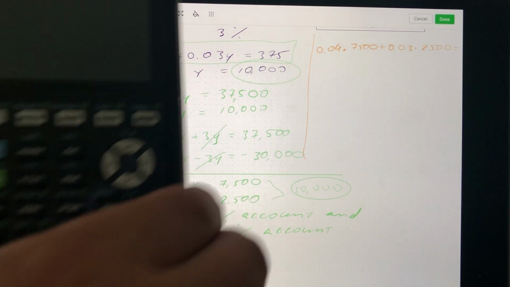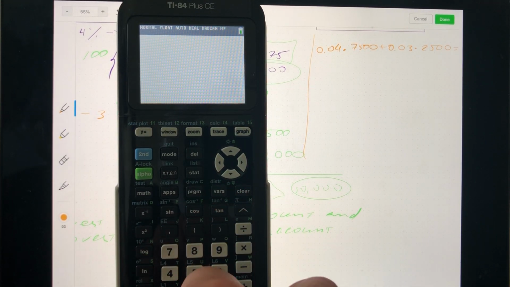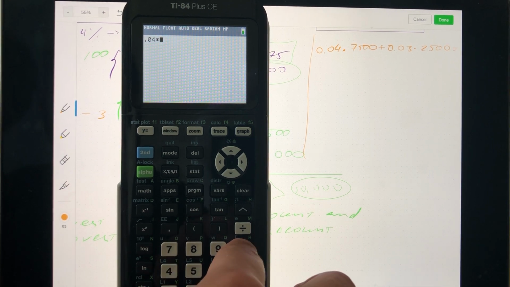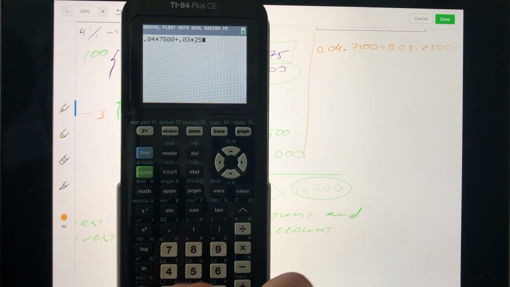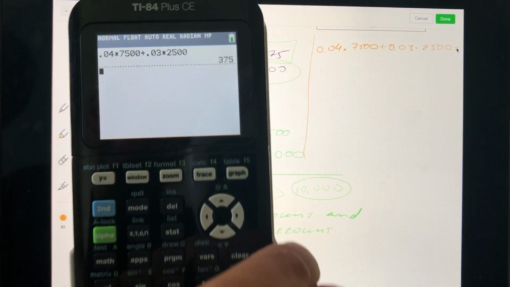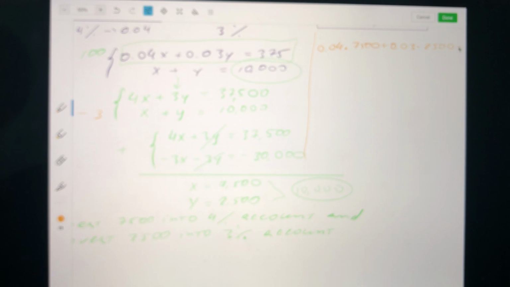So here with a calculator we check that. We type in 0.04 times 7,500 plus 0.03 times 2,500, and the answer is 375, just like we were supposed to get. So this shows that we have found the correct answer to our mixture problem.